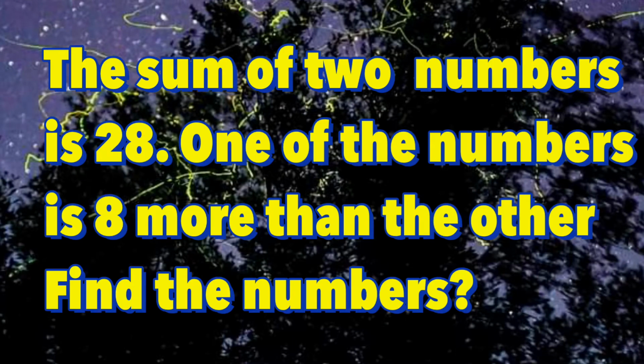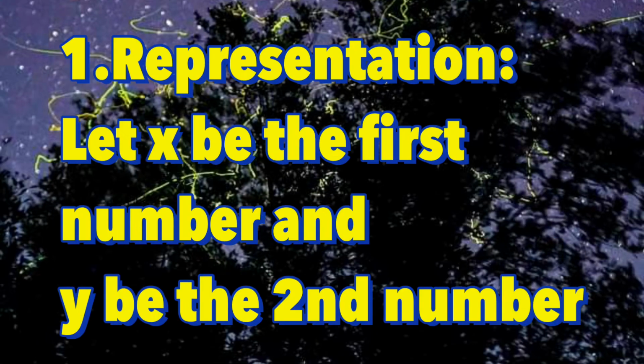The problem: the sum of two numbers is 28. One of the numbers is 8 more than the other. Find the numbers. So if we're going to find the numbers now, we have three steps that we're going to use in our solution. 1.